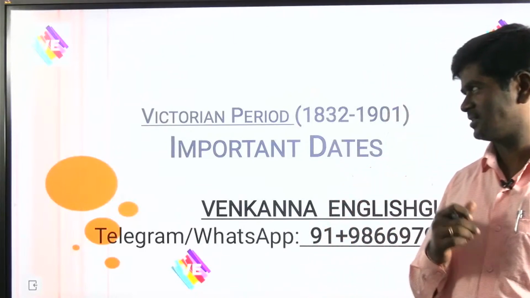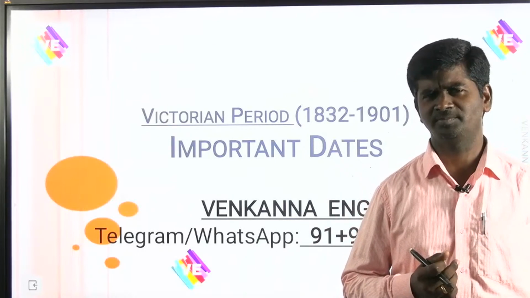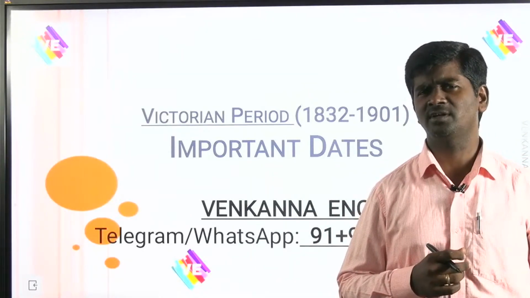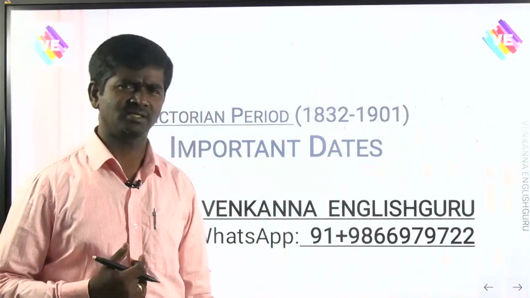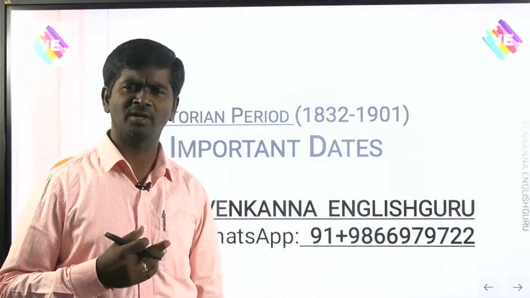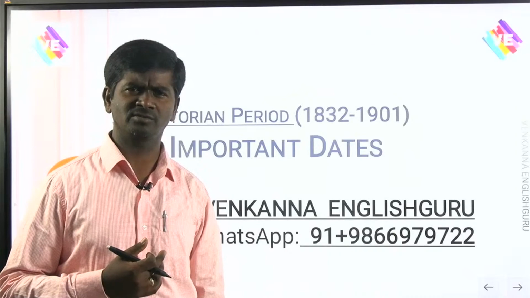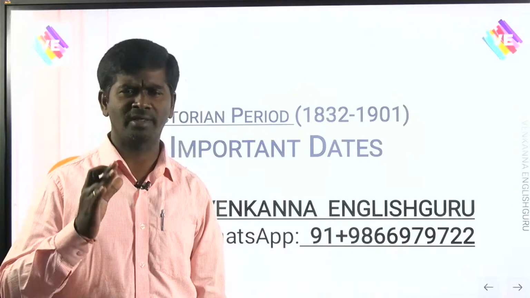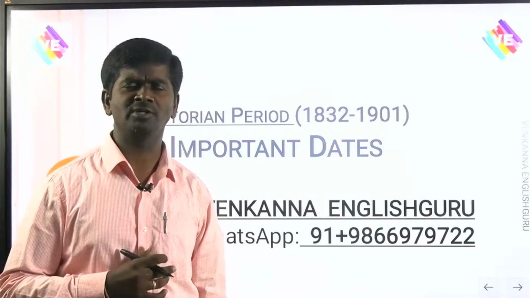So friends, in this video we are actually talking about the history of English literature. As a part of the history of English literature, we have started the periods of English literature, and we are into the Victorian period. As a part of this Victorian period, we discussed in my first video the Victorian period introduction, and in the second, the characteristics of the literature composed during the Victorian period.